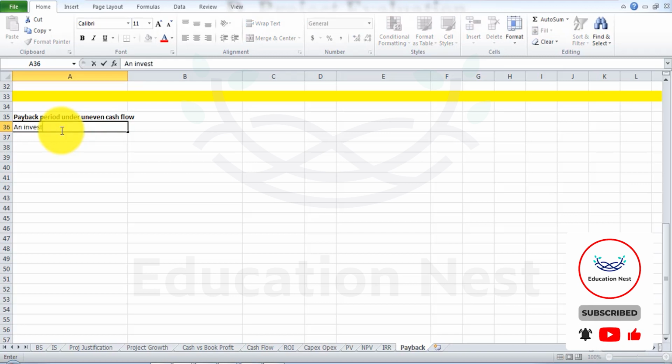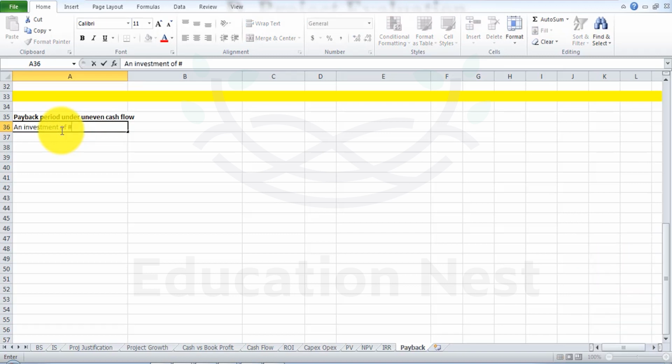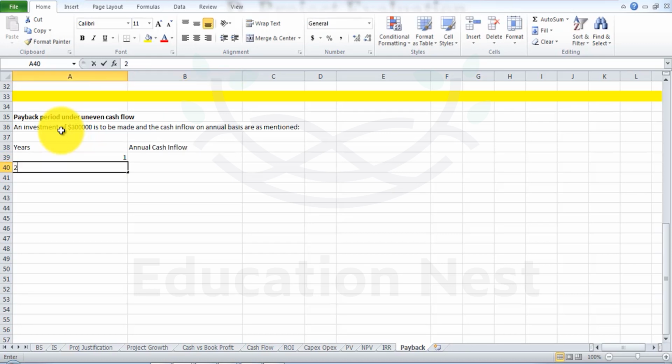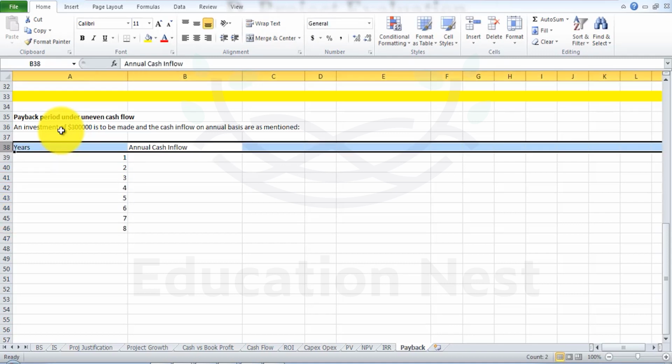Let's say an investment of $300,000 is to be made, and the cash inflows on an annual basis are as mentioned, right? So for the years and the annual cash inflow, you have year 1, 2, 3, 4, 5, 6, 7, 8. I think 8 years should be enough.